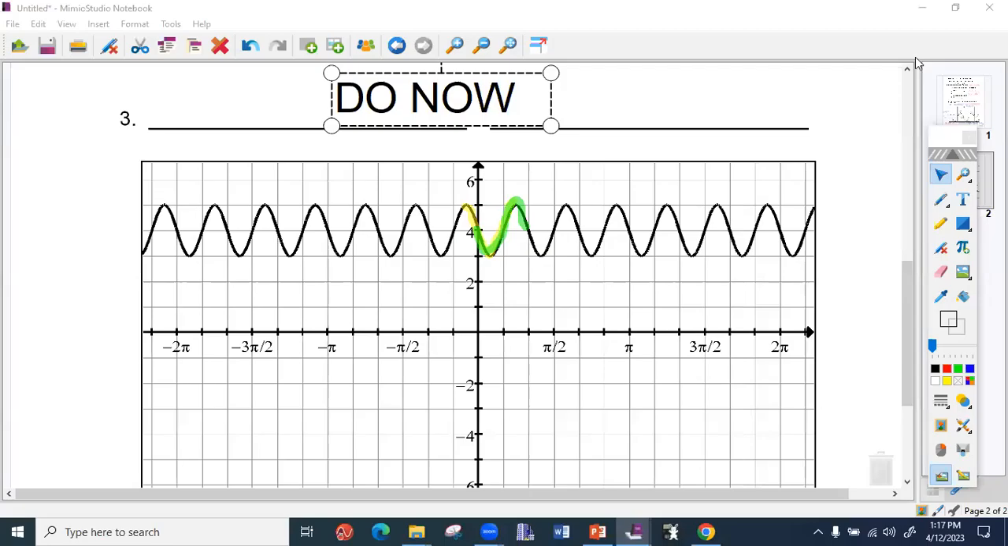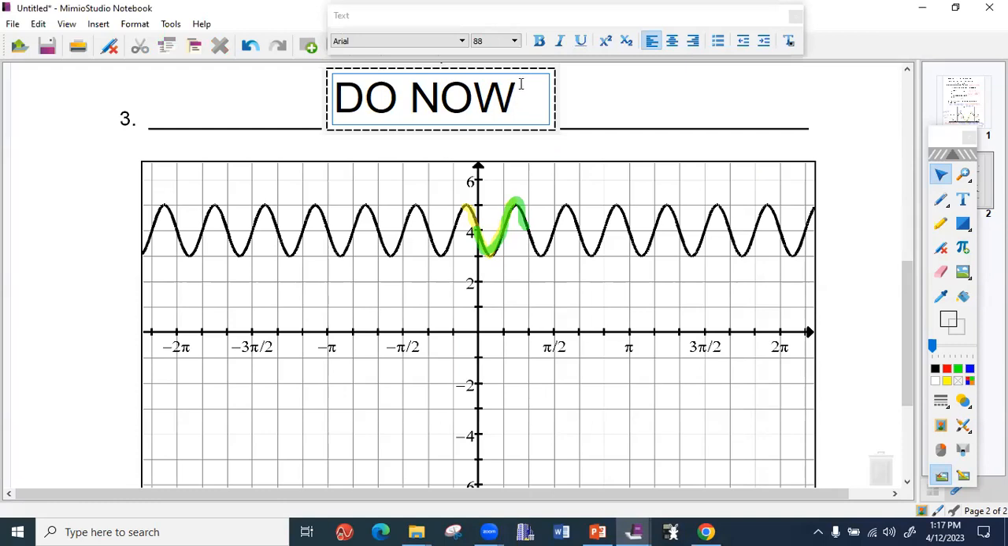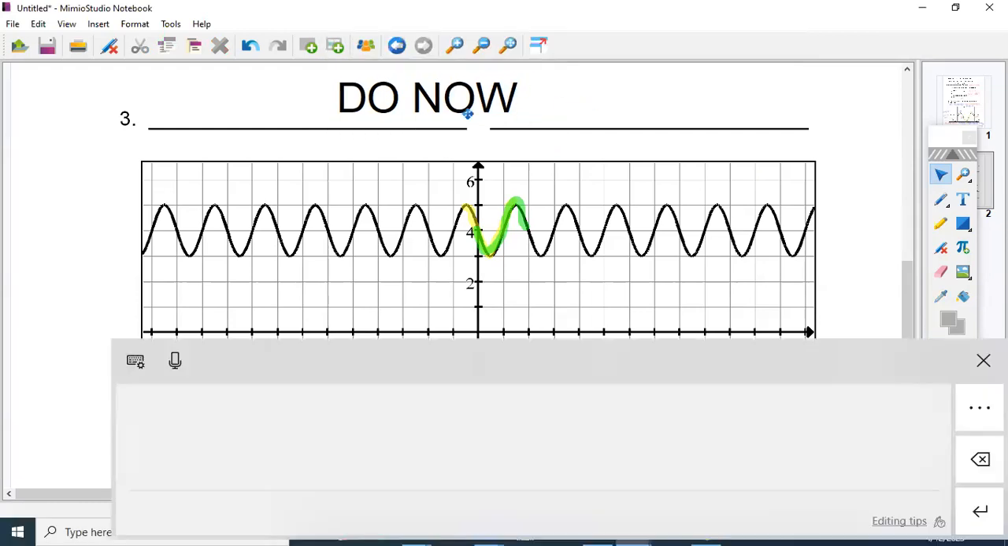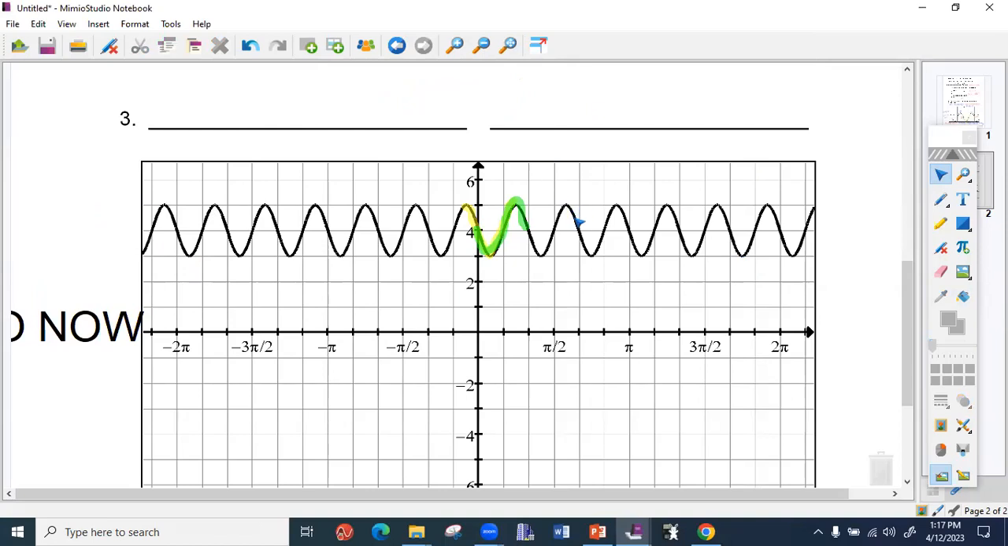All right, so we're going to check our do now. Let me move the word do now out of the way. So here you go. Doesn't matter which, I'm just going to find everything first and then write them out. Is that cool? All right, so the first thing we're going to find is our A, right?